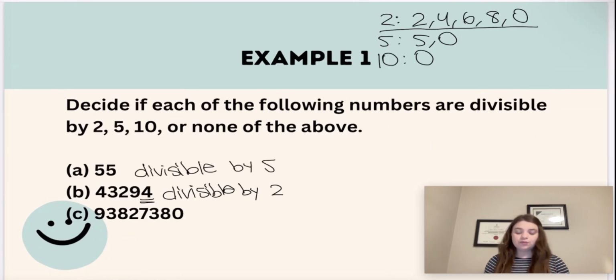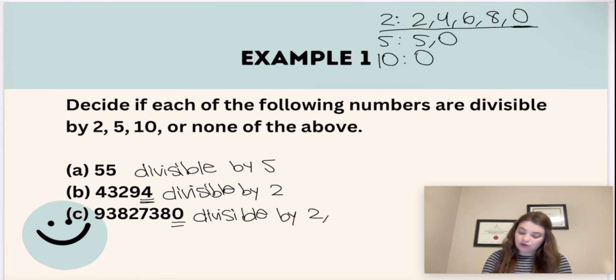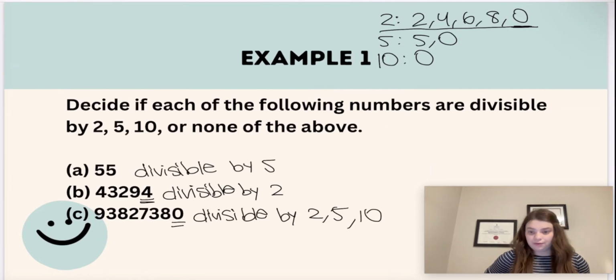Now, what about the third one? The third one ends in 0. So therefore, that 0 is on the list for 2, so this is divisible by 2 because it ends in 0. It also is divisible by 5 because it ends in 0, which is in the list of 5 or 0. And it's also divisible by 10 because in order to be divisible by 10, a number must end in 0.